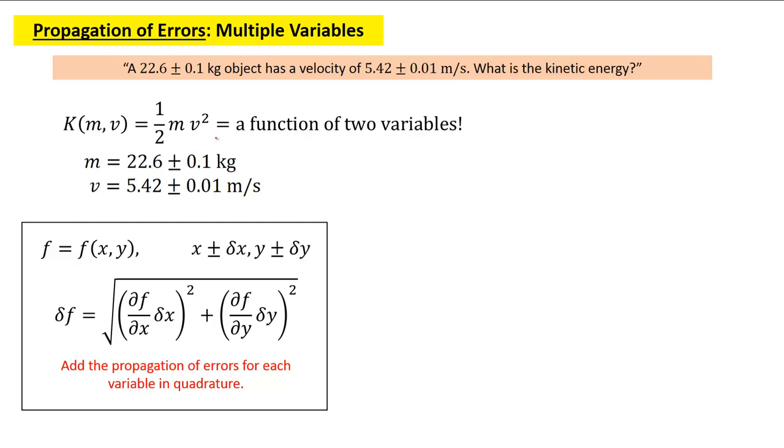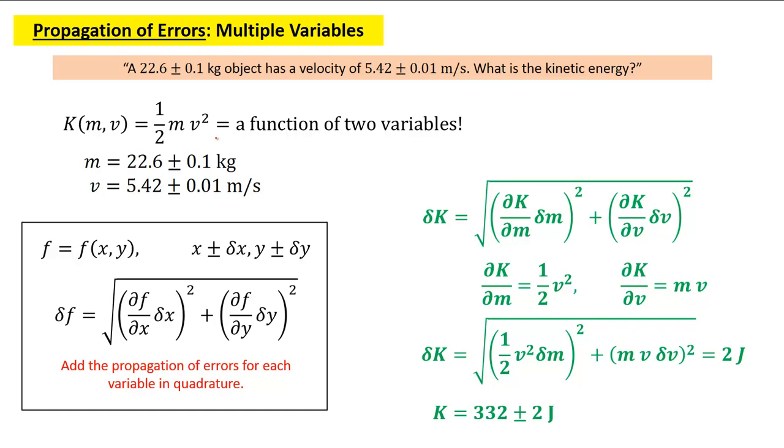I now have x plus delta x, y plus delta y. And so the uncertainty in f, in my new calculated quantity, is the square root of the partial derivative of f with respect to x times delta x, all squared, plus the partial f with respect to y times delta y, squared. Or another way of saying that is you just add the propagation of errors for each variable in quadrature. Do what you normally would have done with one variable, and then add them all up together in quadrature. If you had 3 variables, 4 variables, each with uncertainties, you'd just keep adding them inside the square root in quadrature.